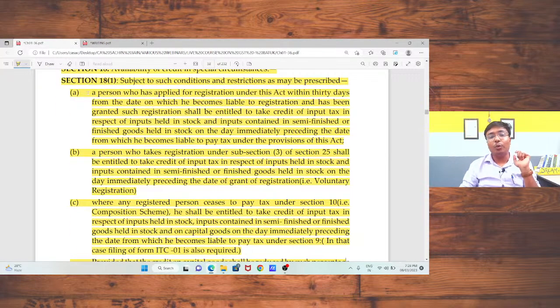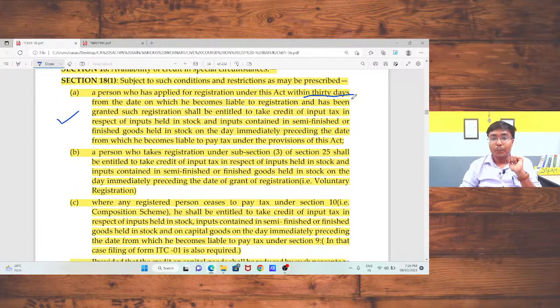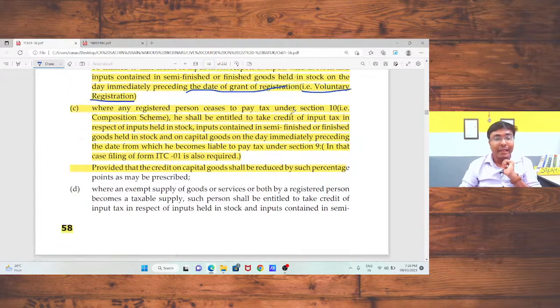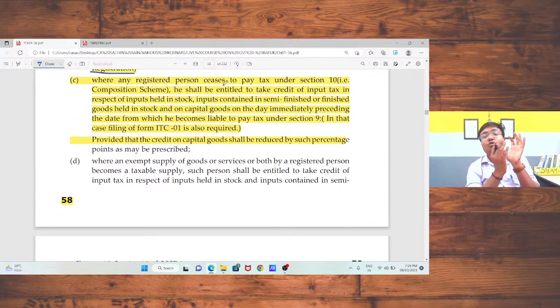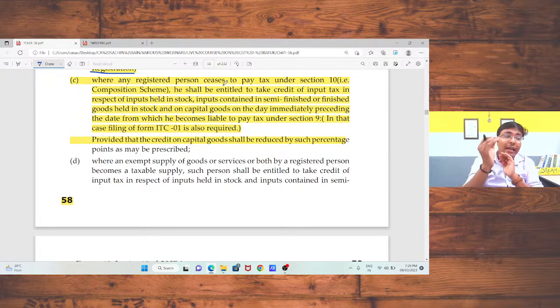So section 18 subsection 1 clause A talks about your first situation, okay, within 30 days. Second situation, registered under section 25, that is voluntary registration, we had already discussed, preceding the date of grant of registration. Then where any registered person ceases to pay tax under composition, that is I was registered as a composition taxable person because my turnover was below 1.5 crore or for any other reason. Now I want to take registration as a regular taxable person.